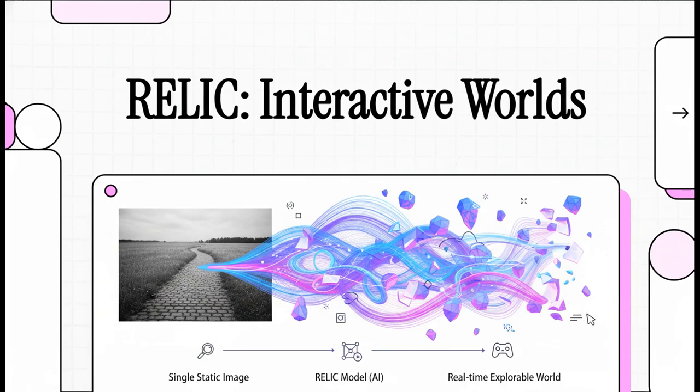Welcome to The Explainer. Today, we're diving into a really groundbreaking paper called RELIC from the folks over at Google. They've built a new model that promises to turn any single static image into a real-time, fully interactive, and explorable world. I mean, this is the kind of stuff you see in sci-fi movies, but it's happening right now. So let's get into it.